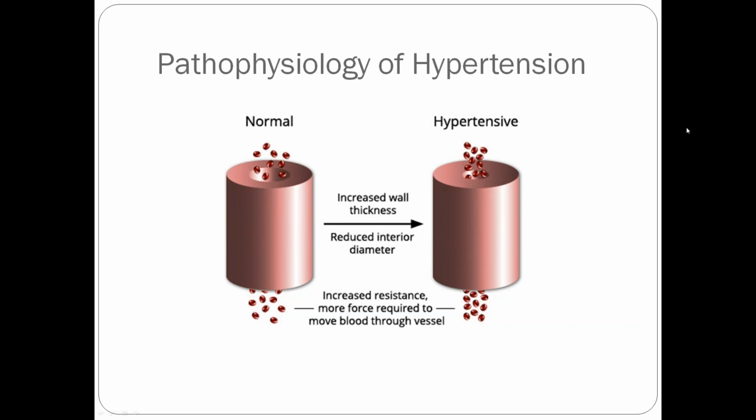Hypertension occurs as the interior diameter of the blood vessels becomes constricted and the heart must pump harder to force the blood through the arteries. Imagine a garden hose that is kinked. The water must be pushed through at a much higher pressure to be able to come out of the hose.